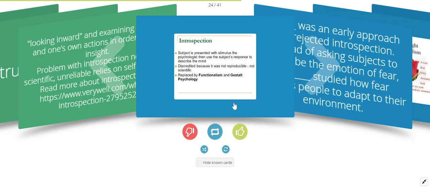Okay. So the person is presented or shown a stimulus, say the rose, and then the psychologist would write down their responses, and they use that to help describe their state of mind. It wasn't reproducible because you're never going to get the same answers from two different people, and it wasn't scientific. So it ends up being replaced by functionalism and Gestalt psychology.